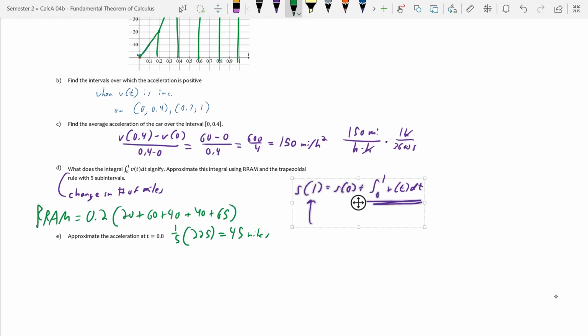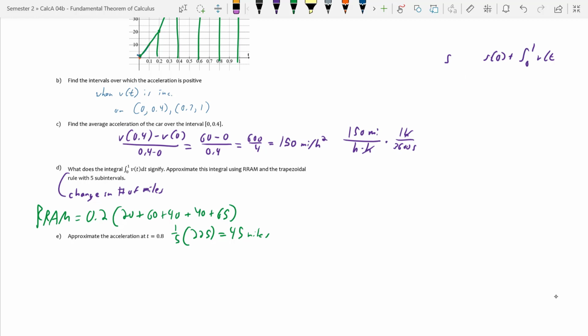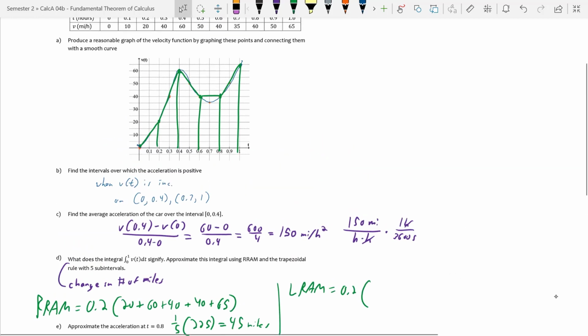I'm going to move this over to the side so I can use this space here. And then trapezoidal is a little more complex. Just to be honest with you guys at this point, I would probably do LRAM and then average them, because it's just going to be an easier process if I've already figured out what RRAM is. So let's just go ahead and figure out what LRAM is. It's 0.2, and then I shift everything over. And if you got LRAM and RRAM wrong, at least your trapezoidal would be correct.